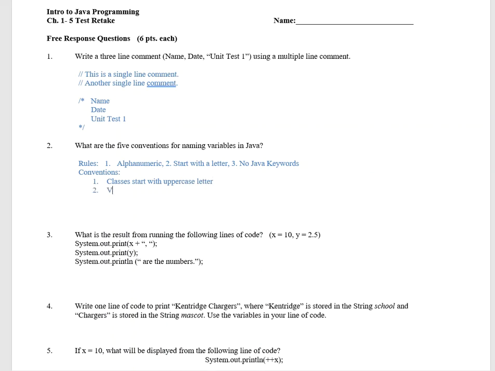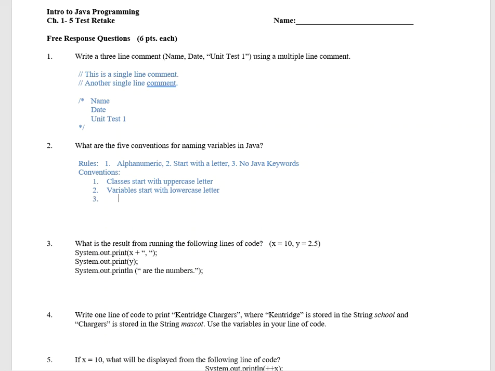All right, and then variables start with a lowercase letter. All right, and then constants are all caps. So those are just the way we name it. So if it's a class name, like if we start a new class, we always put the new class with a capital letter first.